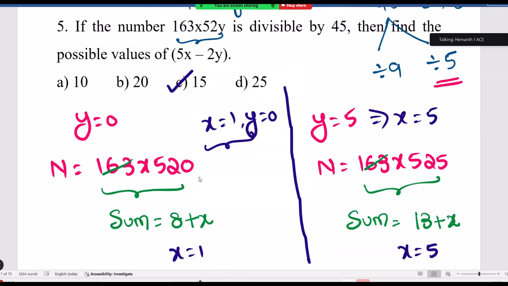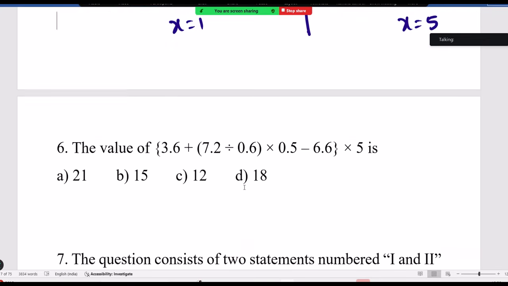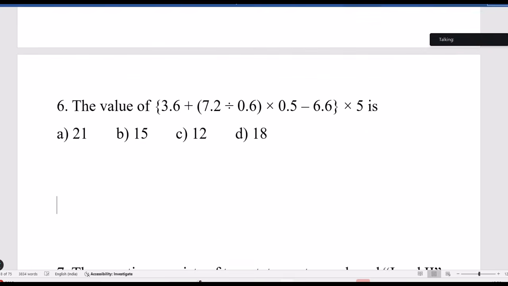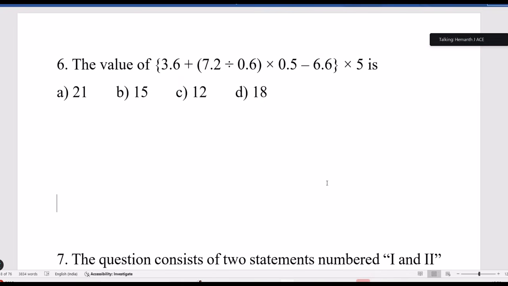Right? So let's see the next one. See the sixth question. We have to simplify this equation.